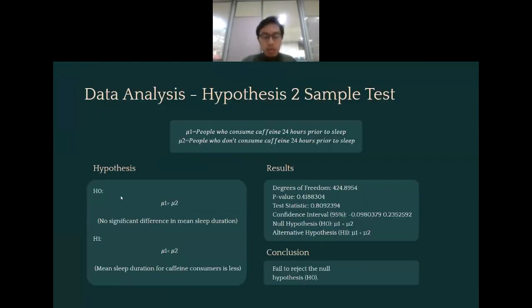Here we see the hypotheses: our null hypothesis, of course, is no significant difference, and our alternative hypothesis is that the sleep duration for caffeine consumers is less. That means the people who drink caffeine will sleep less than people who don't. In the result, we see from the data that the conclusion is to fail to reject the null hypothesis, meaning there is no effect. There is no significant difference in sleep duration between the people who consume caffeine and those who don't.